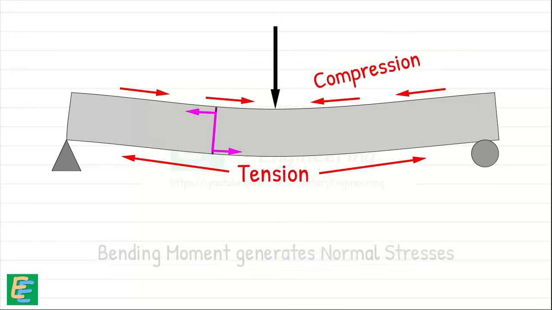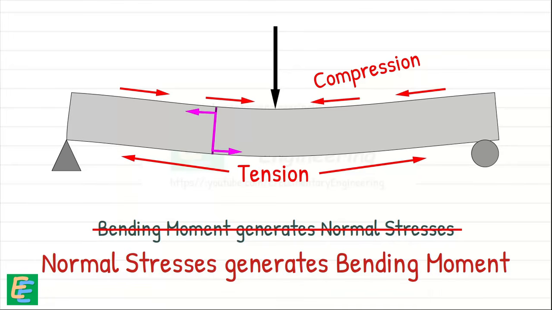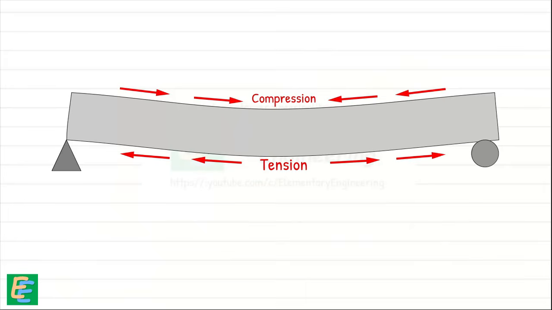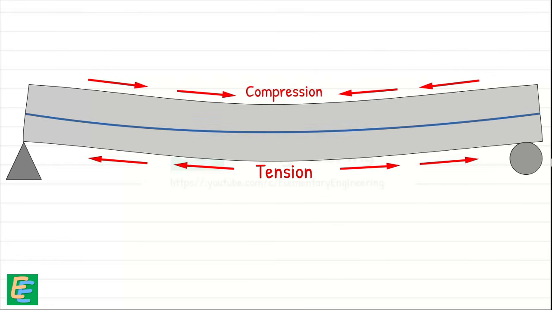We often say that bending moment generates normal stress, but in reality, it is the normal stresses that give rise to the bending moment. Now, if you look at the sagging beam, of which every top fiber is in compression while every bottom fiber is in tension, we can infer that there must be a plane somewhere in between where the beam is neither in compression nor in tension. At this layer, the stress is zero, and it is called the neutral axis.